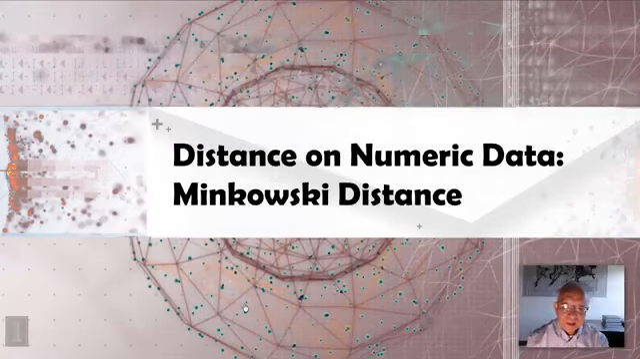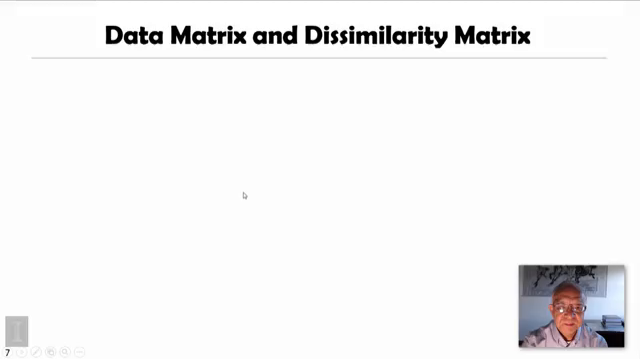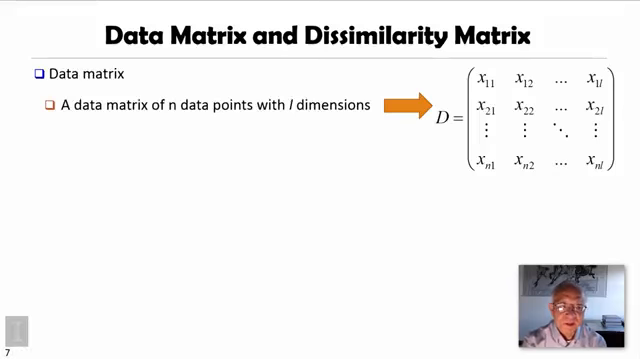Now we examine section 2, distance on numerical data, Minkowski distance. So we first introduce data matrix and dissimilarity matrix, or distance matrix. Data matrix is represented in the typical matrix form. If we have n data points, we use n rows. We have L dimensions, we use L columns to represent this data set.